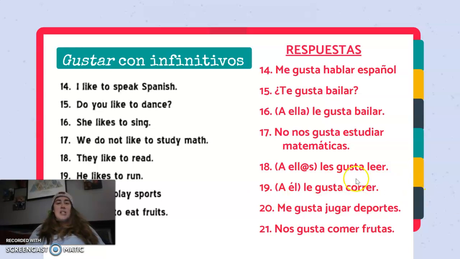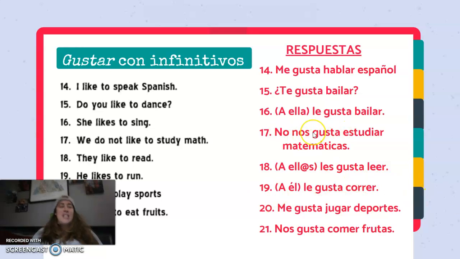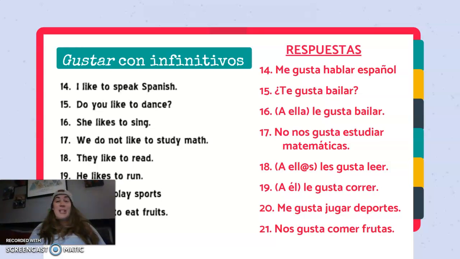So, in this instance, remember that nos and gusta has to stay together. They're a pair. But if we're going to make it negative, the no goes in front of to whom it is not pleasing to. So, first the negative, then the to whom, then the pleasing part. They like to read. A ellos or a ellas les gusta leer. He likes to run. A él, con un acento, le gusta correr.